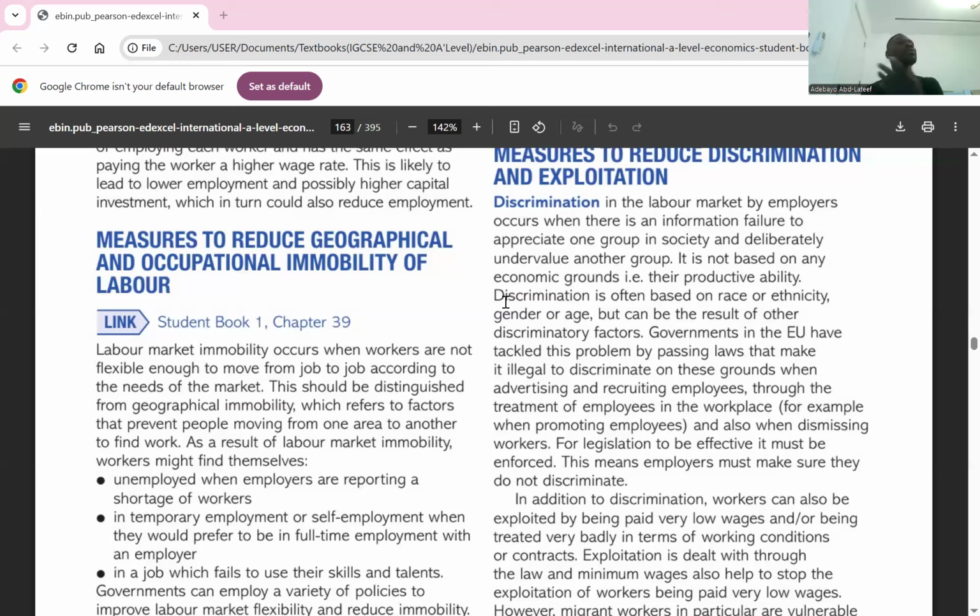So government could come up with reforms that soften those barriers or those hindrances that make it difficult for people to access other job opportunities. Yeah. So that can also reduce occupational immobility of labor. Any question about that? No. So these are the measures for occupational immobility of labor. Then we'll go to measures to discrimination and exploitation.